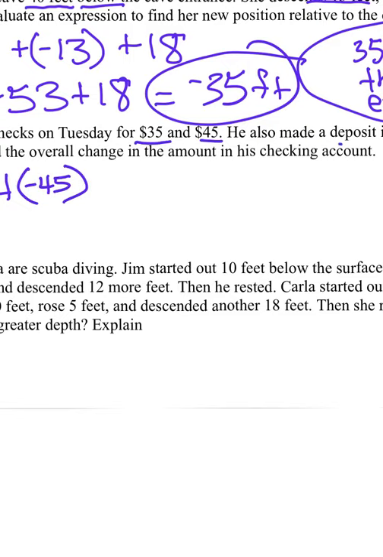But then he made a deposit of 180. So if you make a deposit, is that money going into your account or coming out? A deposit goes into your account. A withdrawal comes out. Deposit is in, withdrawal is out. Okay? So now we can take a negative 35 plus a negative 45. And what do we get?